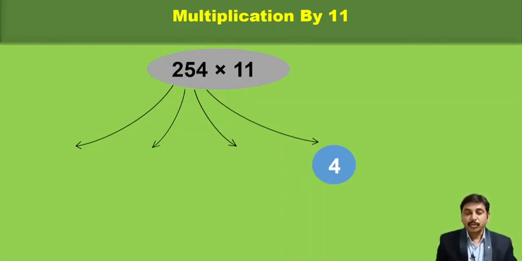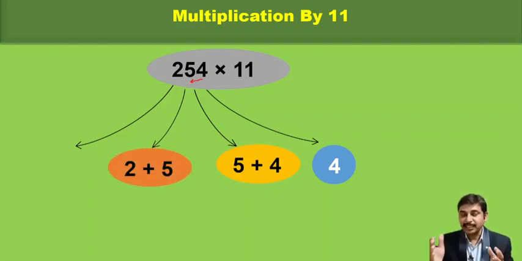Then as you go to the left hand side, you will get 5 here. Now add the immediate neighbor of 5, which is 4. That will be the number in the tens place. Then next, when you go to the 2, add its immediate right neighbor, that is 5. And finally keep this 2 as it is. I hope you understood this.